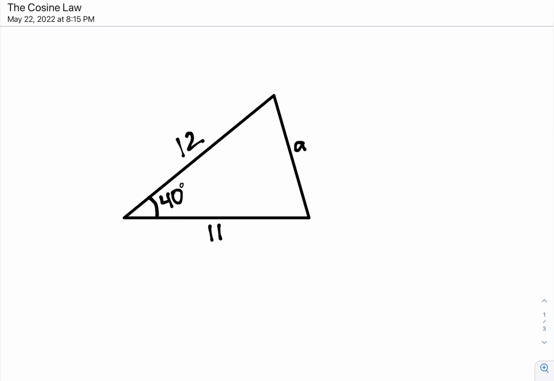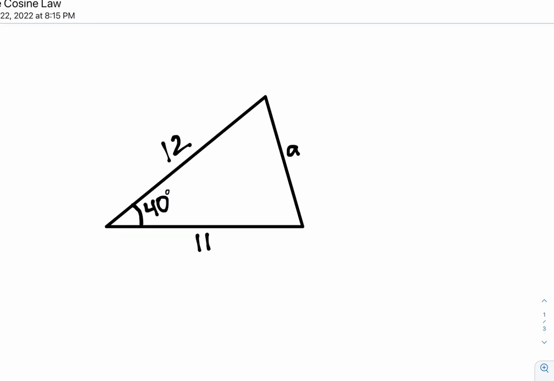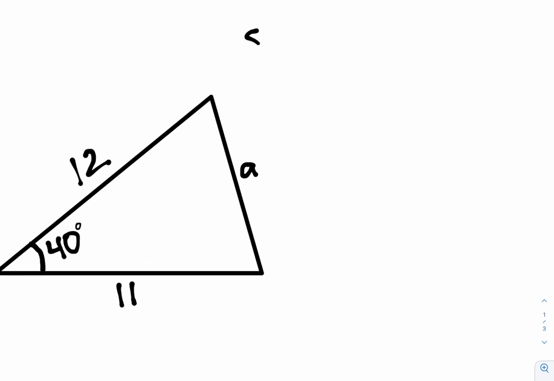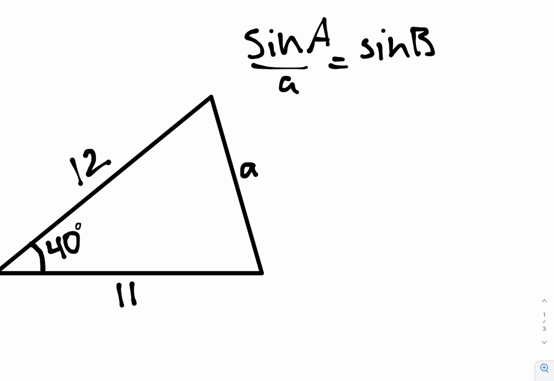So the sine law is a formula or a law that tells us how we could find an unknown angle or an unknown side length for a super specific set of information that we're given and a super specific set of information we're trying to find. So the formula for the sine law, remember, is sine A over a equals sine B over b, which equals sine C over c.